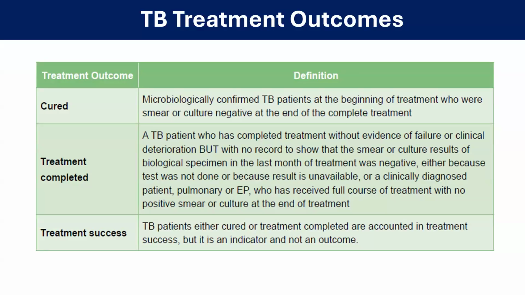But the most important thing is that you have to enter the treatment outcomes in the HIV-TB register. So when we talk about treatment completed, it is a patient who has completed treatment without evidence of failure, but with no record to show that smear or culture results from a biological specimen in the last month of the treatment were negative, maybe because the test was not done or the result is unavailable, or a clinically diagnosed patient, pulmonary or extrapulmonary, who has received a full course of treatment.